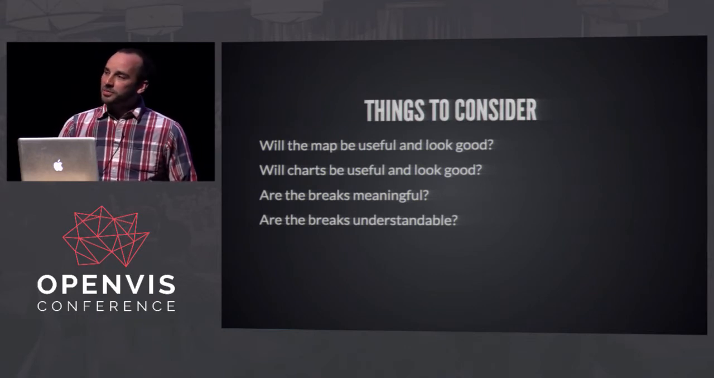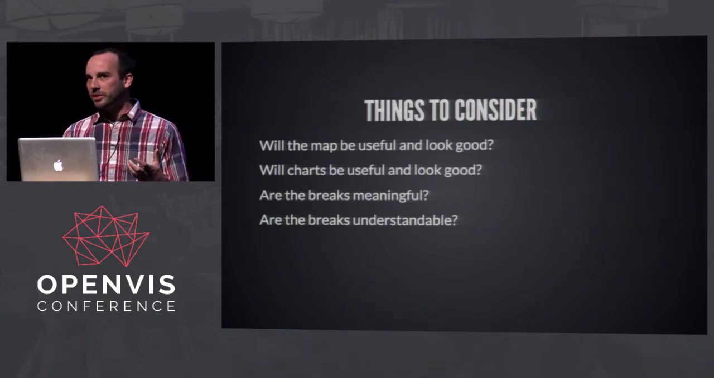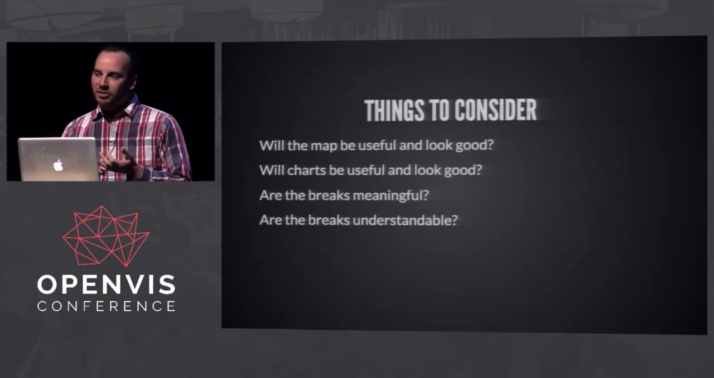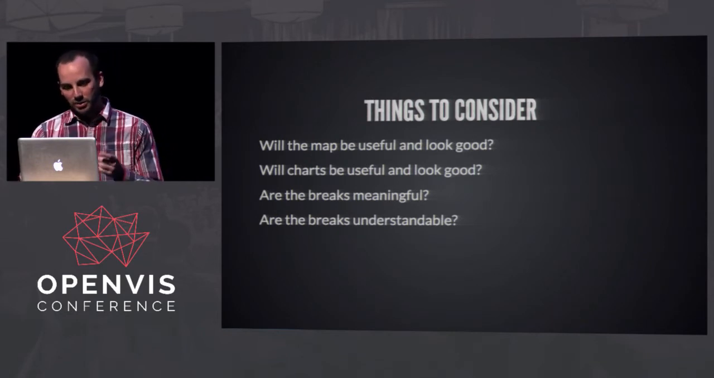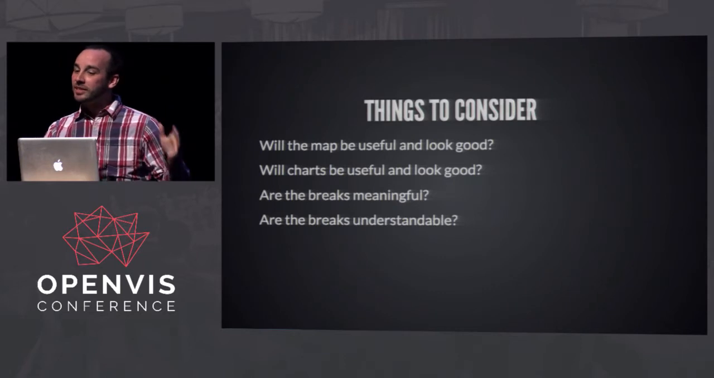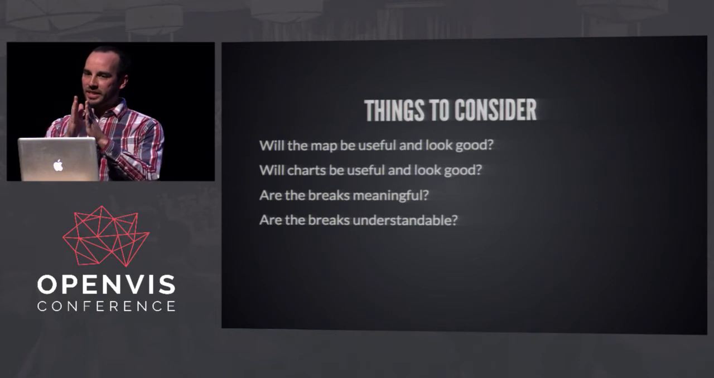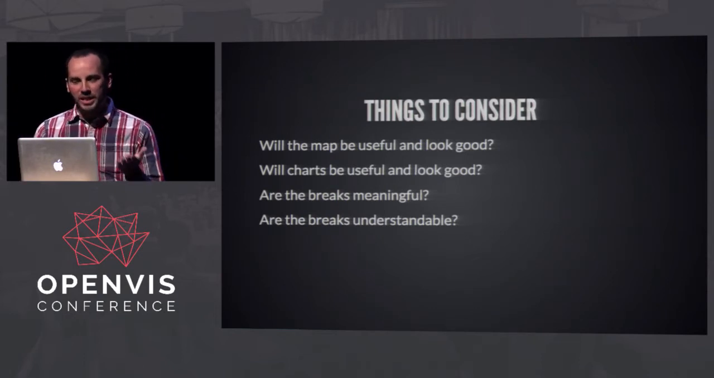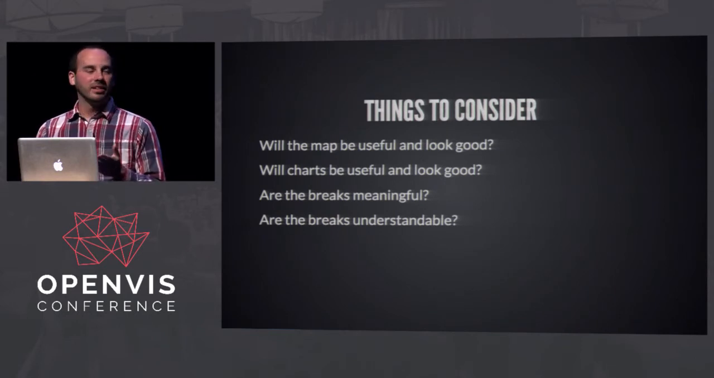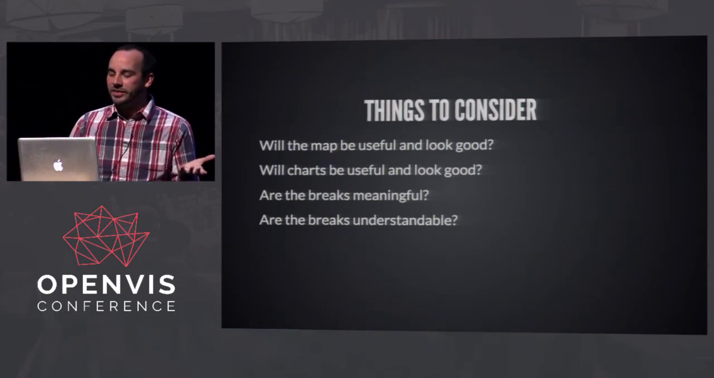And are they understandable? By this I mean, does the reader, the map user, get how these numbers were derived and why they are where they are? A couple slides back, one of John Nelson's examples was the standard deviation classification, where you're making breaks at the mean and then one standard deviation out and so on. But depending on your audience, I can imagine that people may not understand what that is, why you chose these numbers, what a standard deviation is and what it means.